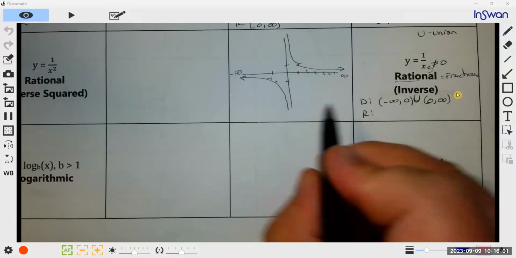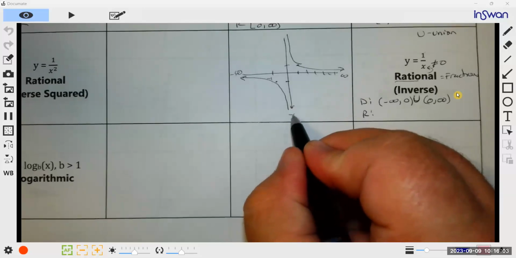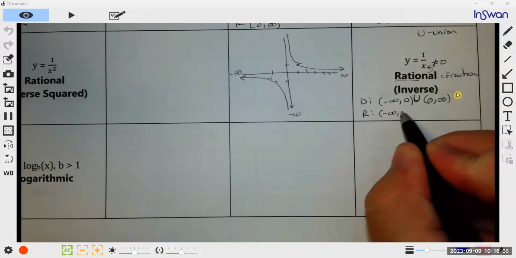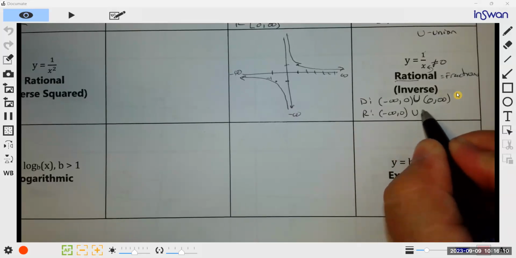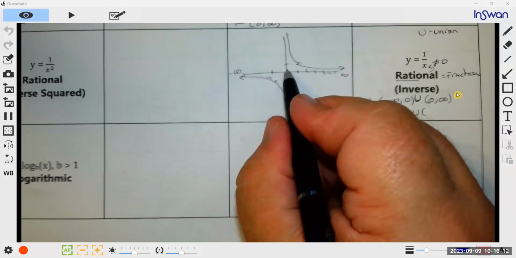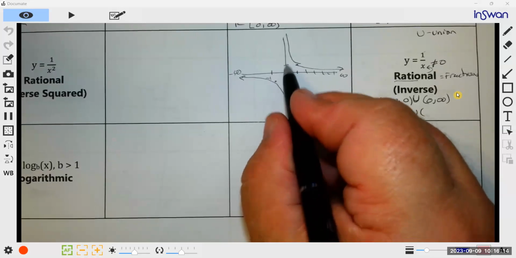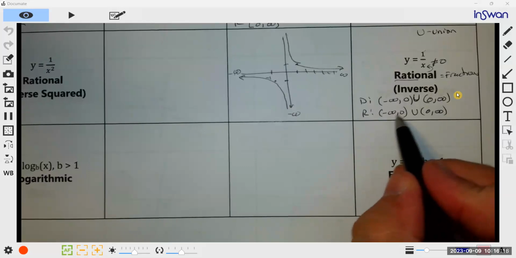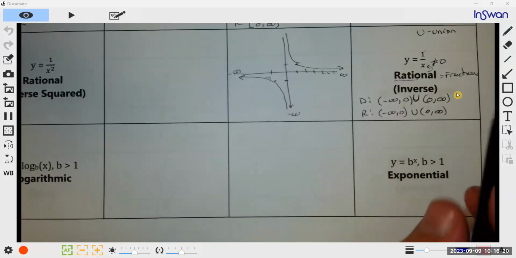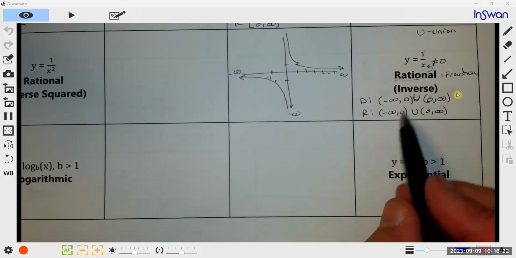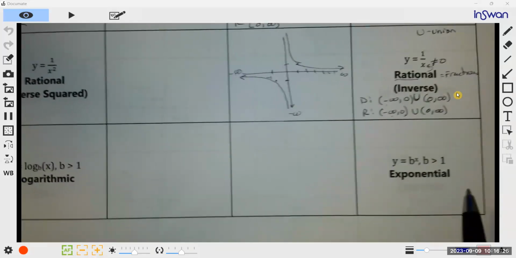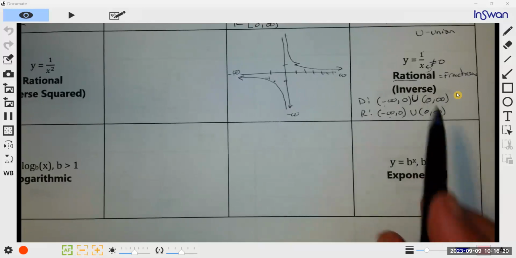Likewise for my range. I can come from negative infinity all the way close to 0, and then I have to take a break and go up to the other side. It goes from close to 0 to positive infinity. Remember, always in these parentheses, it always goes from the smallest to the largest. Smaller to larger, smaller to larger. That's 1 over x.